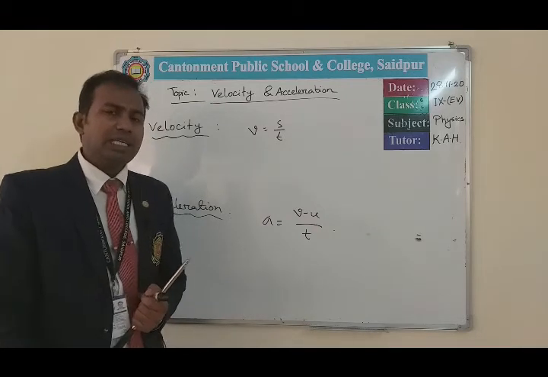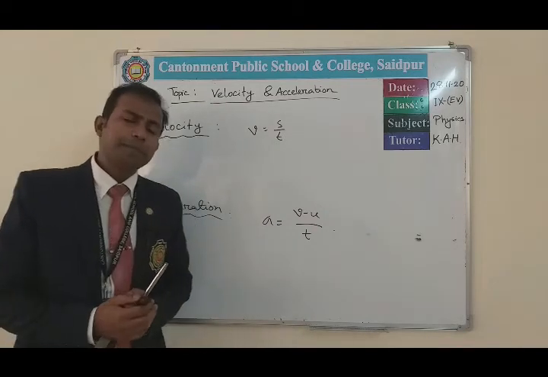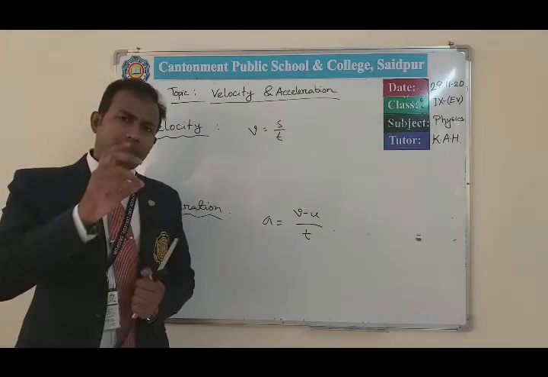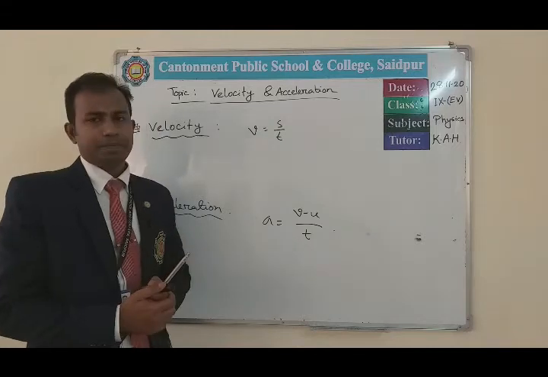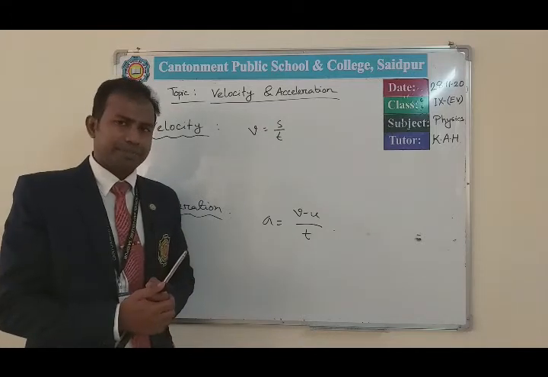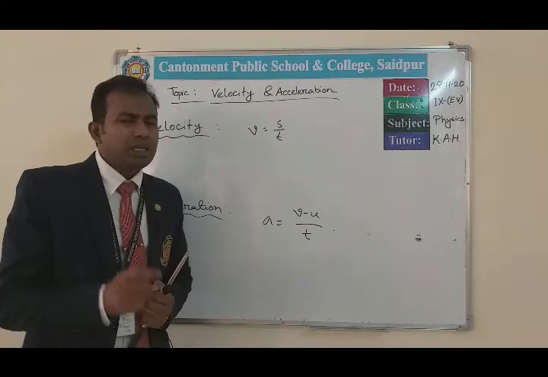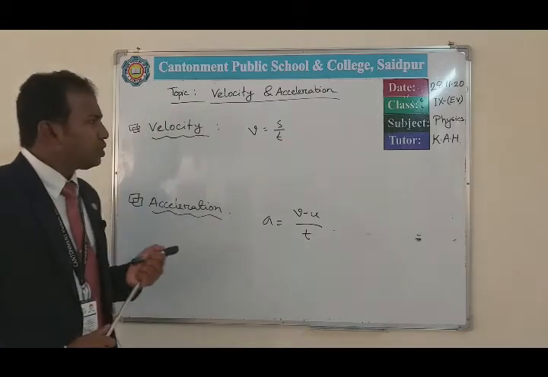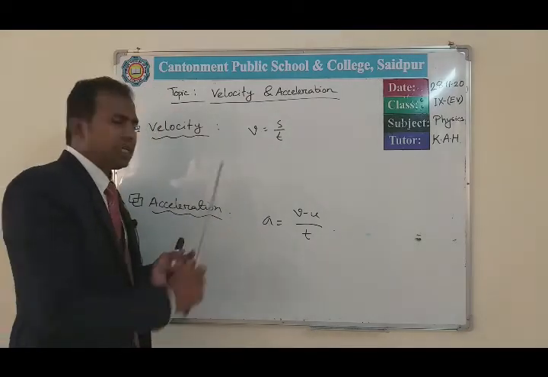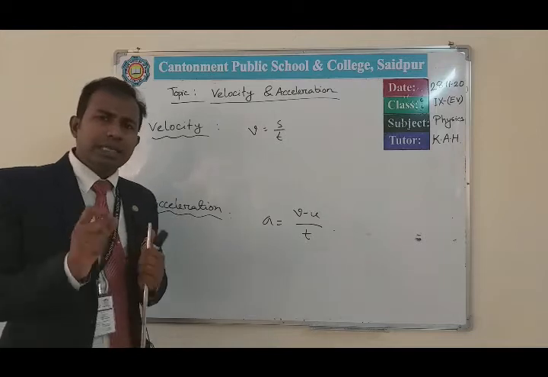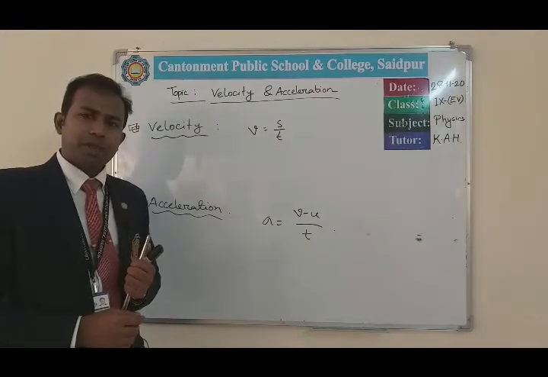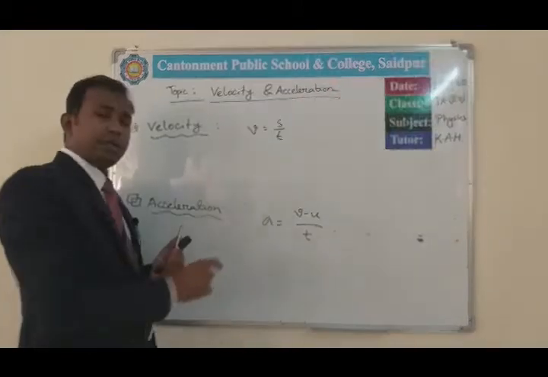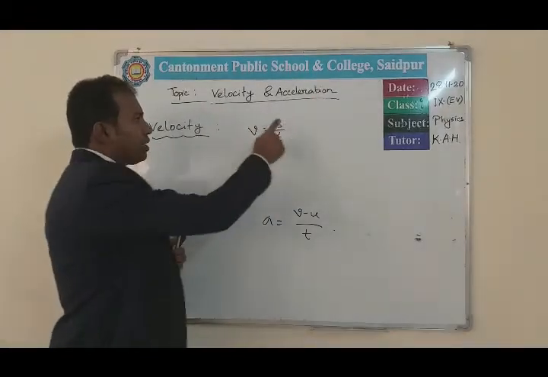So velocity is the displacement covered in unit time. It means 1 sec. Can you think that the unitary method is being applied here? The unitary method is applying over here, that's why we got S by T.